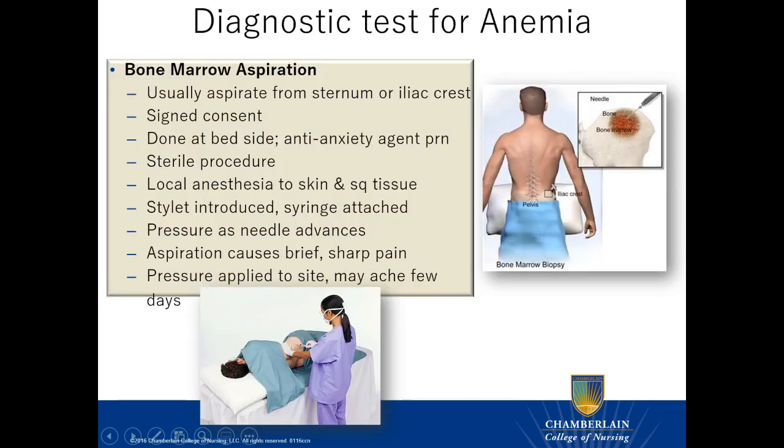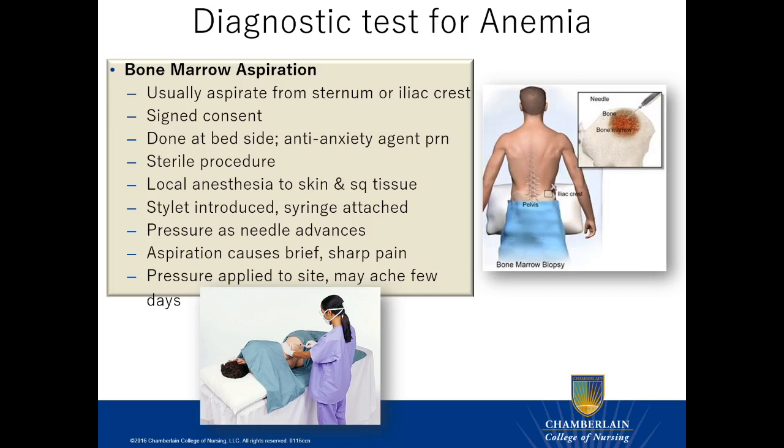Now, diagnostic test for anemia. I believe this slide came from ATI, and I will tell you that this is not the first diagnostic test you do for anemia. We'll do a finger stick, we'll do a hemoglobin and hematocrit and a red blood cell count. Usually a complete blood count is included in that. And we'll check for anemia, and we'll try to determine the cause.